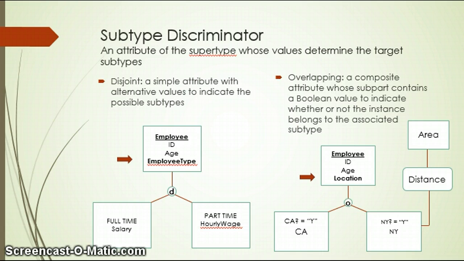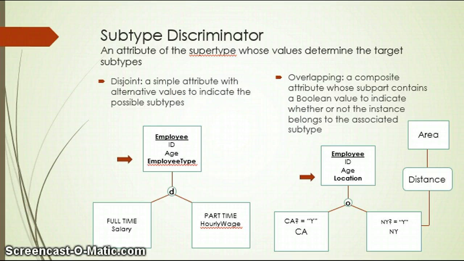Subtype discriminator. An attribute of the supertype whose values determine the target subtypes. Disjoint. A simple attribute with alternative values to indicate the possible subtypes. Example, the subtype discriminator employee type helps indicate whether it is subtype full-time or subtype part-time.